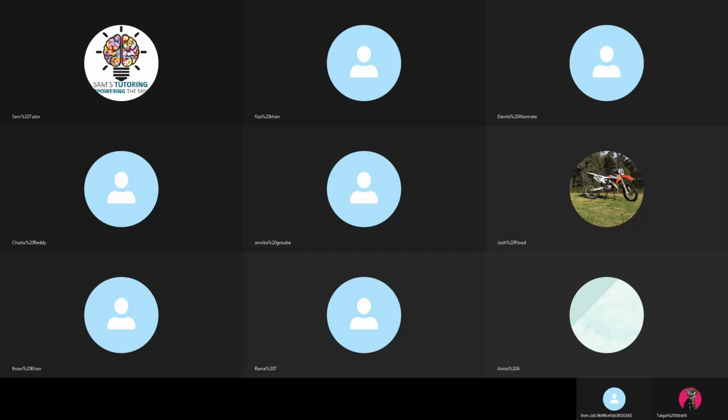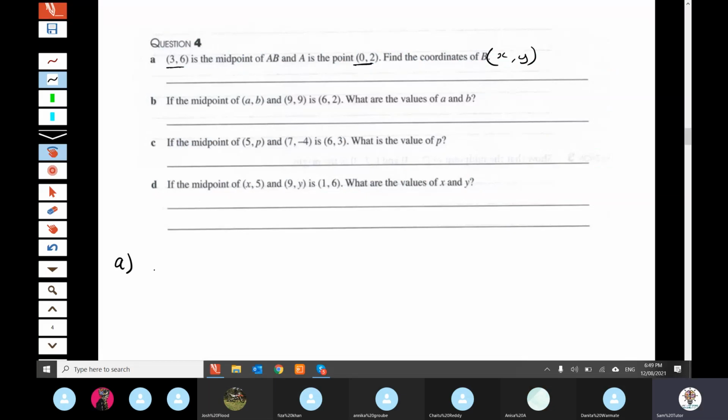The formula for your midpoint was x equals x1 plus x2 on 2. So this time your midpoint is 3. Maybe we should label this x2 and y2 so I don't confuse you guys. All right, x equals 3, which is the midpoint already given. This is x1, y1. 3 equals 0, x1 plus x2 on 2, right?